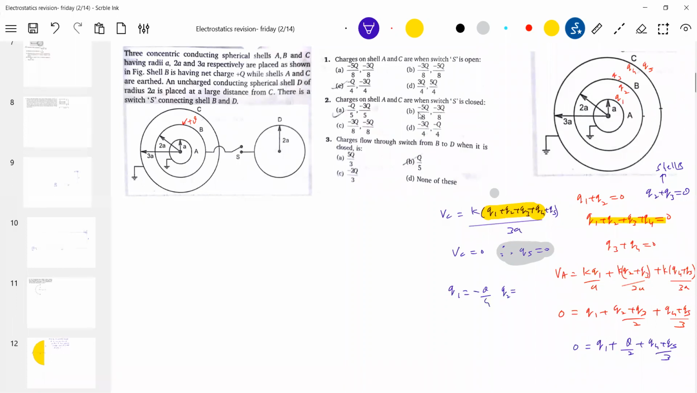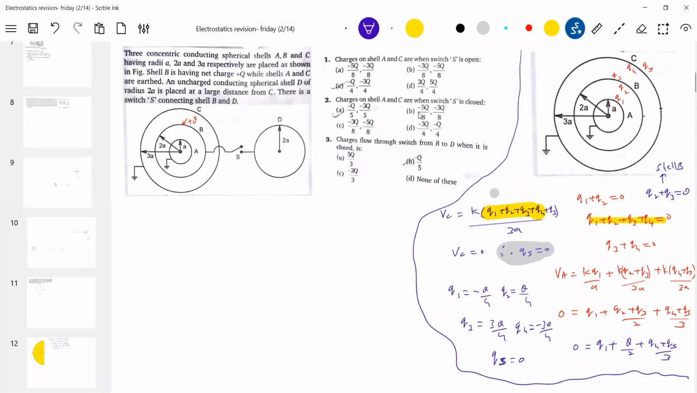Q2? Plus Q by 4. Q3 should be 3Q by 4. Q4 will be, and Q5 will be 0. Check once. Is it okay? So this is one set of data. If you are correct, then I'll proceed further. I think Q1 is option C, we got everything.